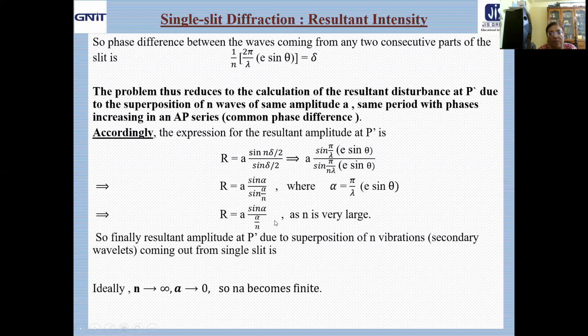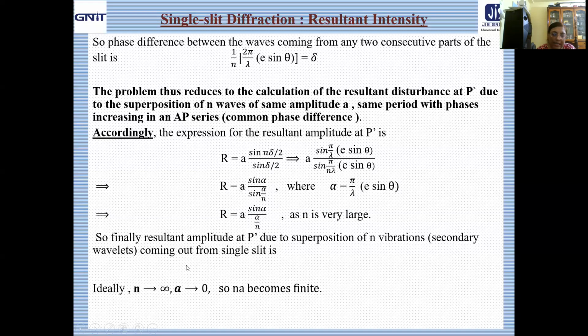Now it can be written as A into sine alpha by alpha by n, because n is very large. N is very, very large. Naturally, what about alpha by n? It is very, very small, and you know sine of a small angle reduces to the angle itself. So R equals A sine alpha by alpha by n, as n is very large.